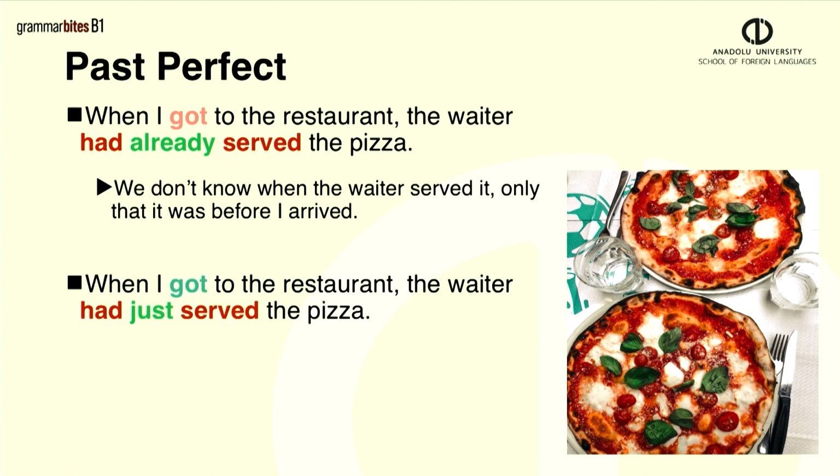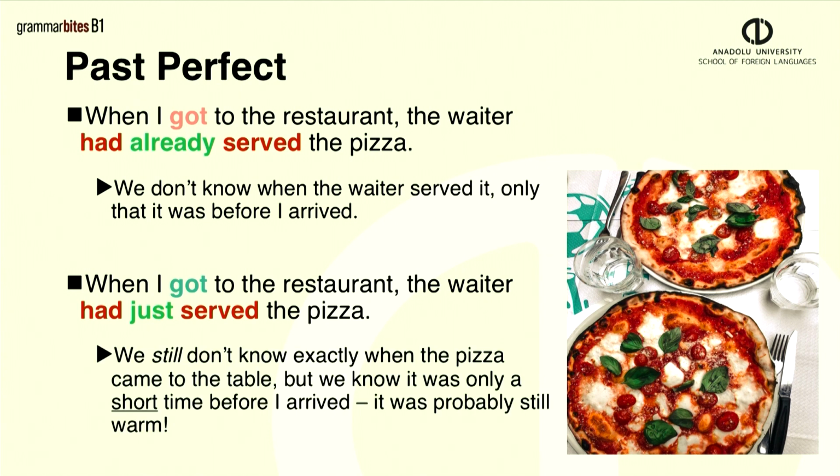When I got to the restaurant, the waiter had just served the pizza. We still don't know exactly when it came to the table, but we know it was only a short time before I arrived. It was probably still warm when I got there. Notice the position of already and just in these sentences. Before the main verb. Already, however, can come at the end of the sentence. The waiter had served the pizza already.